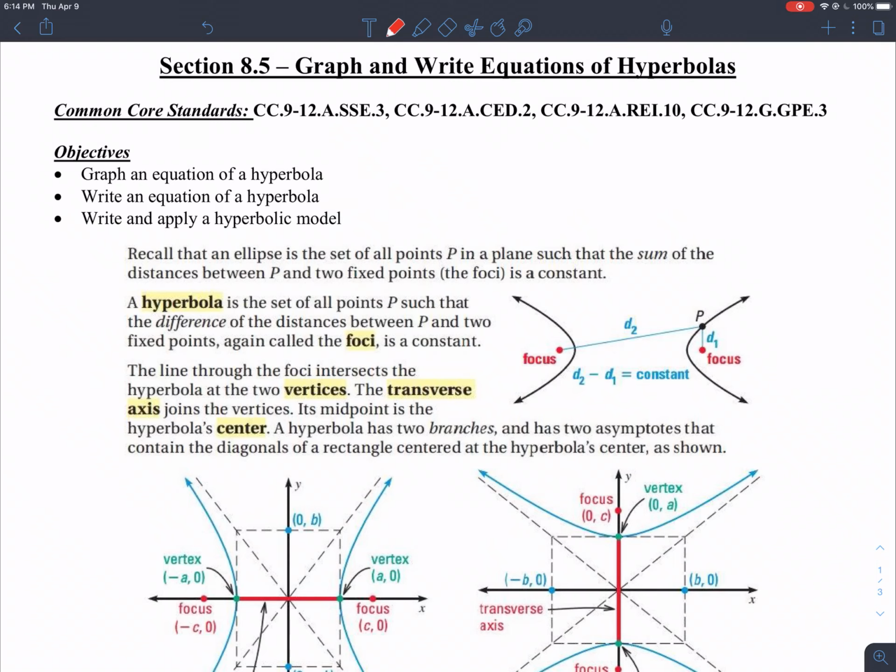Okay, guys, so the second last section in chapter 8, let's talk about hyperbolas. This is the fourth conic section we've talked about. The first one we spoke about was a parabola. Second one was a circle. Third one was an ellipse. And today we talk about hyperbolas, the fourth one.